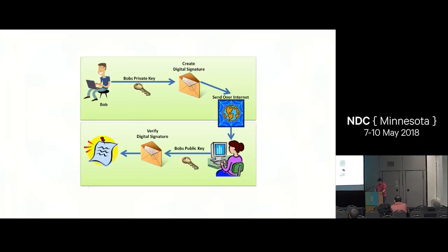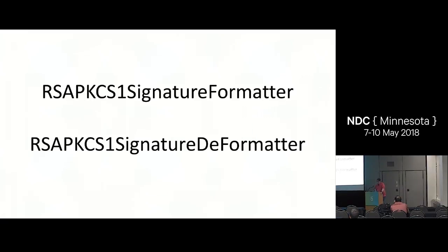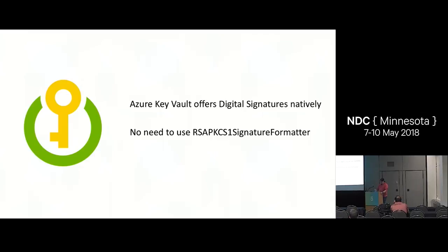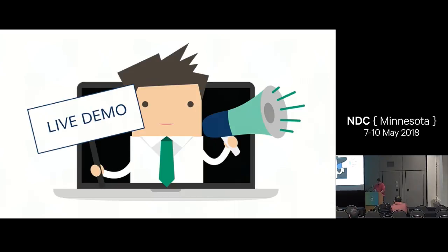Now in .NET, when we do this manually without the Key Vault, there's 2 classes that we use. RSA PKCS1 signature formatter, and RSA PKCS1 signature deformatter. Again, brilliantly named classes, which is why a lot of people miss them in the framework. But we don't need to use those, we can use the Key Vault. So we've got no need to use those signature formatter classes. So let's go and have a look at that.